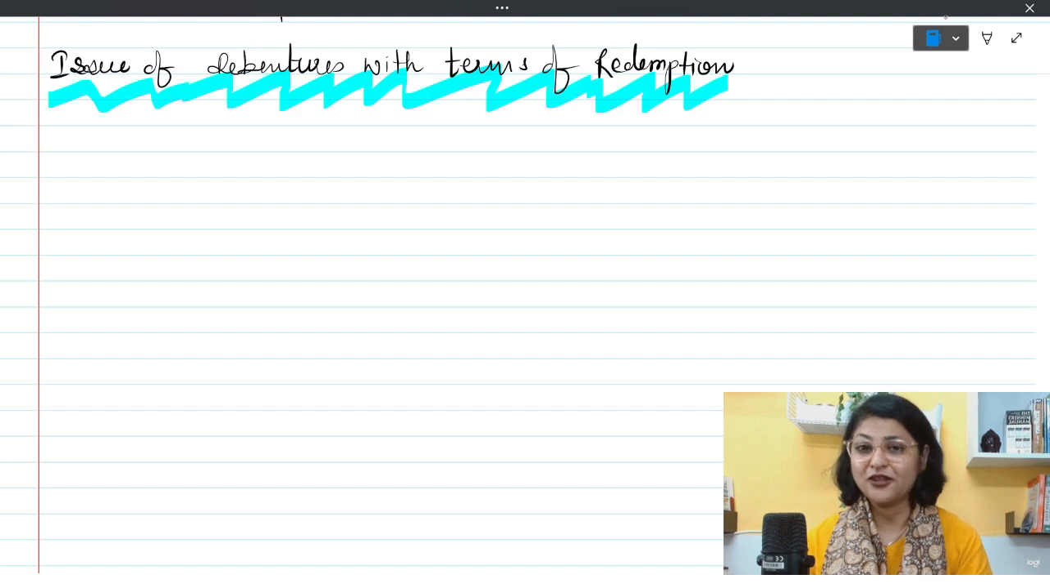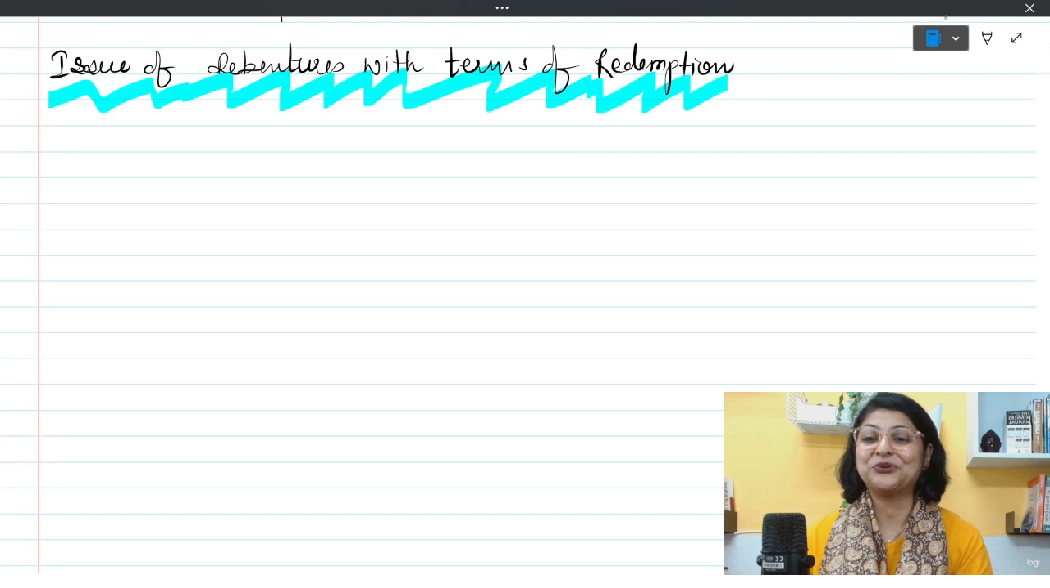And it has to be written off also. So we are going to do the entries related to these terms of redemption in today's concept. There are quite a few entries which you will have to learn, understand with the logic and then memorize also. There's as such no need of memorizing the entries, because when you do enough practice, automatically the entries will come in the flow. You will not have to mug up these entries.